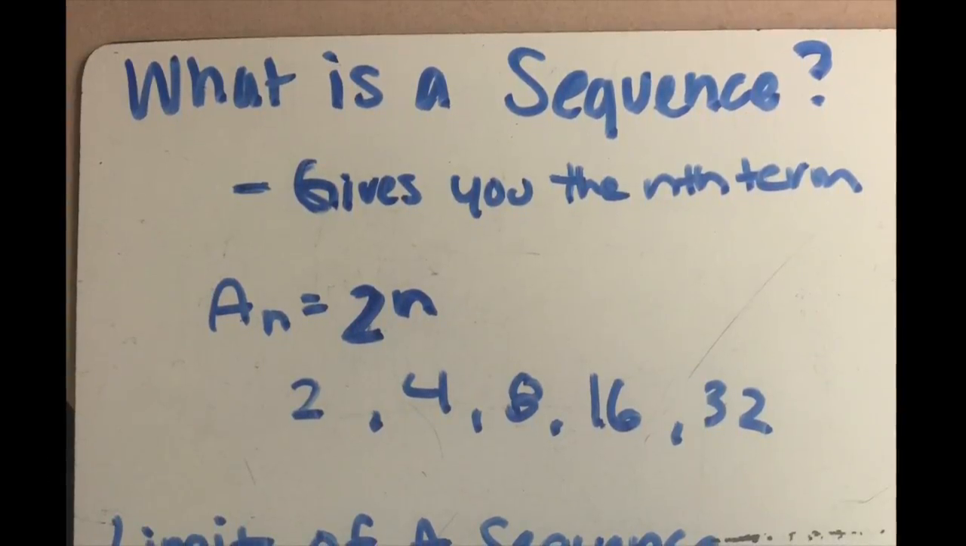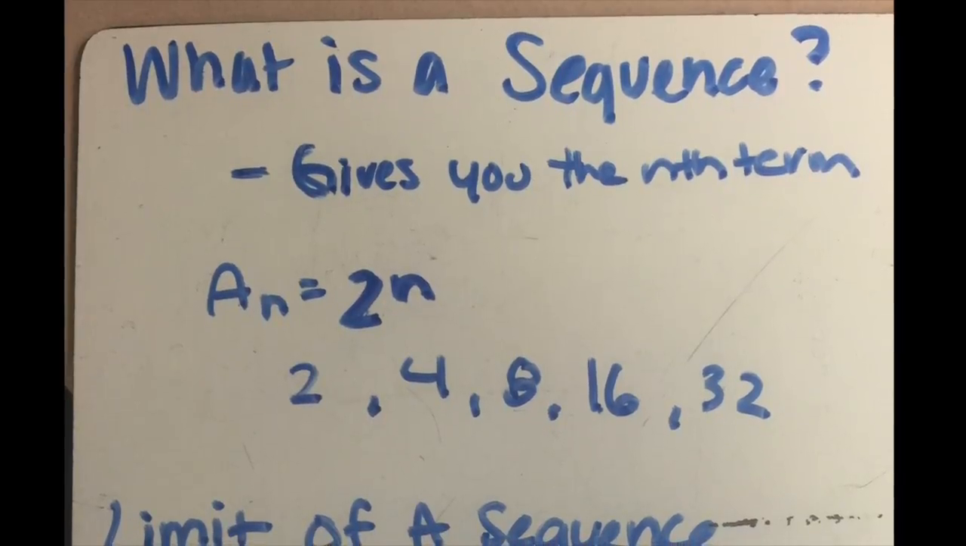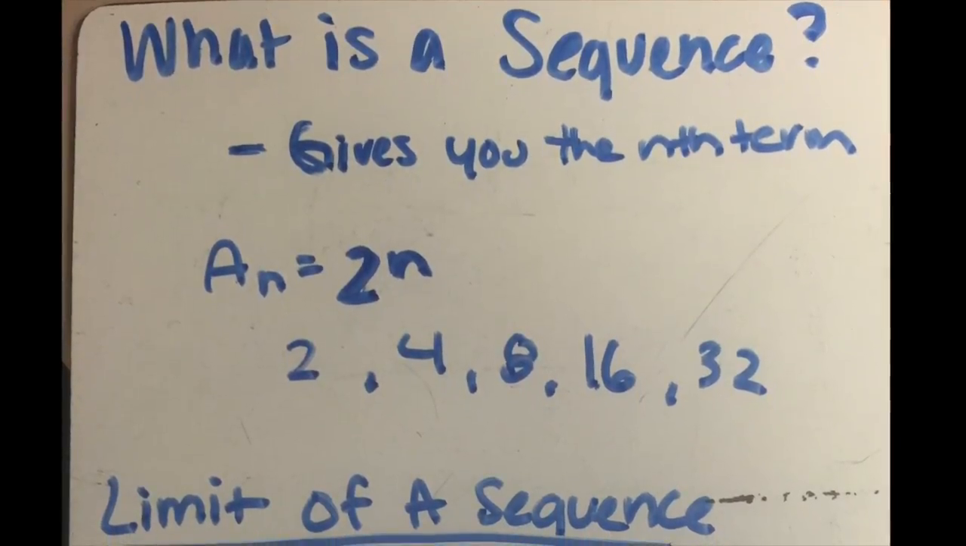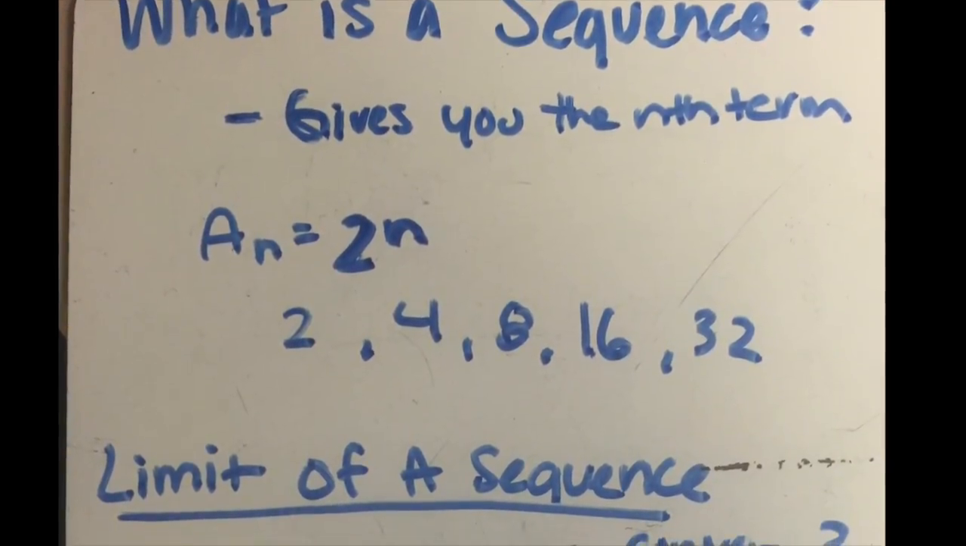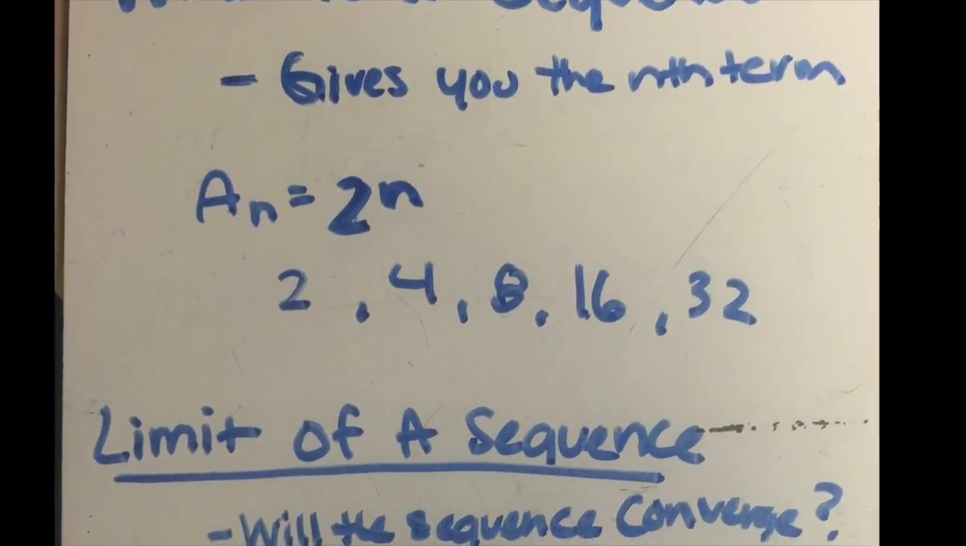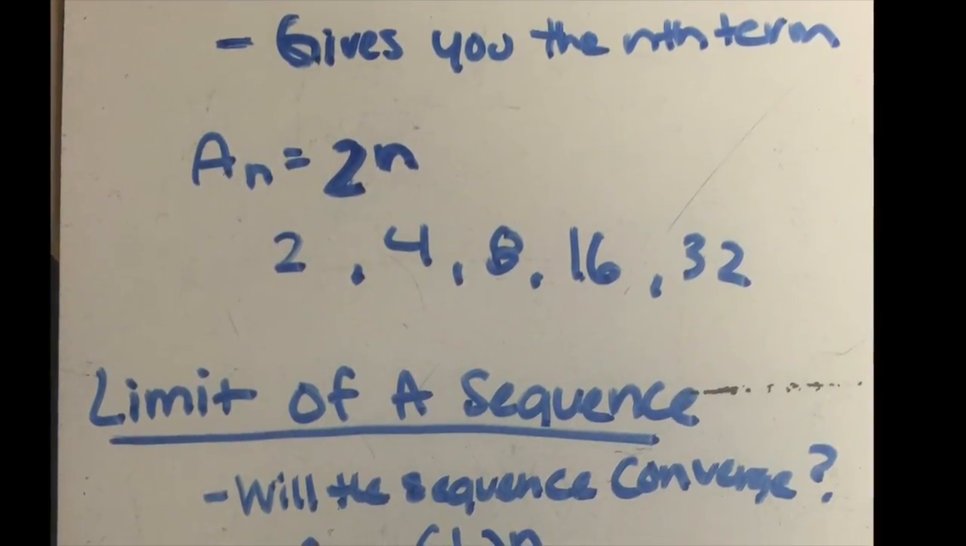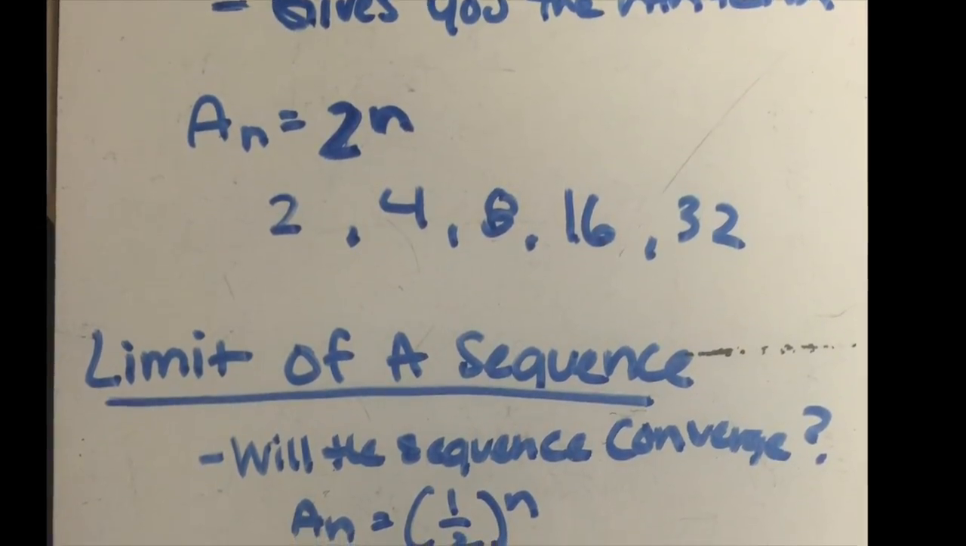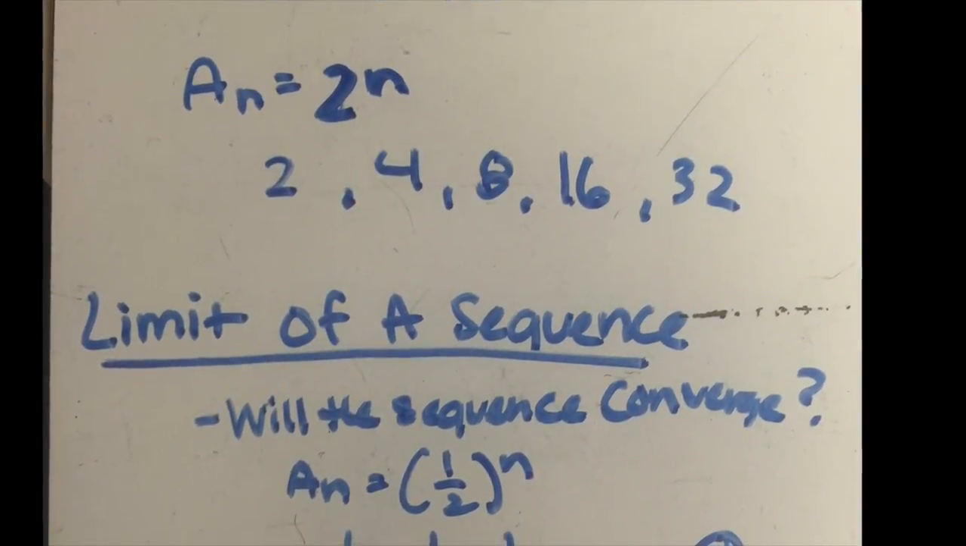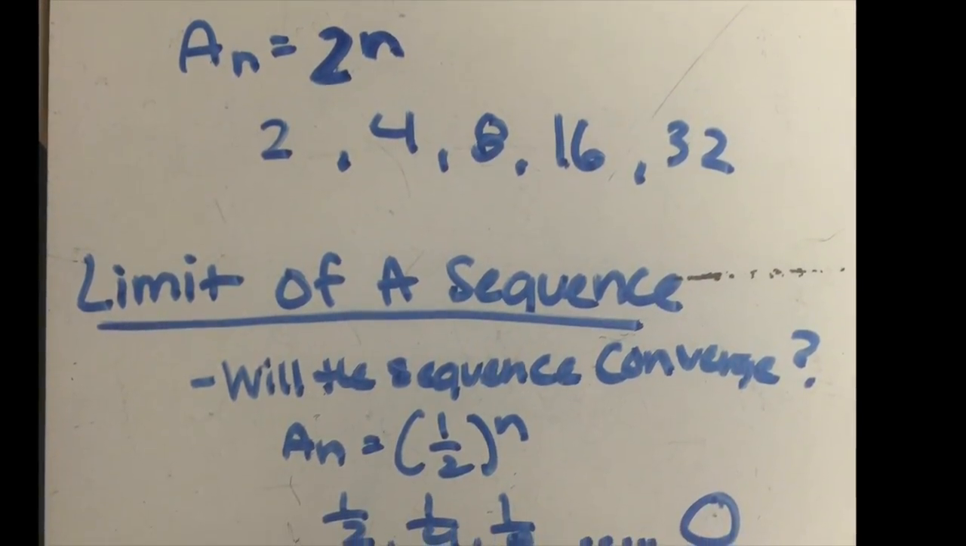A sequence is a list of numbers in a special order, and the equation of a sequence gives you the nth term in that sequence. In this example right here, a_n equals 2^n. If you plug in 1, you'll get the first term of the sequence, which is 2. If you plug in 2 for n, you get 4. If you plug in 3, you get 8, and so forth.